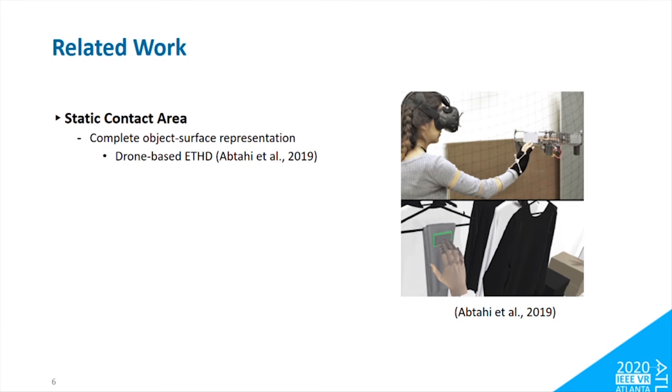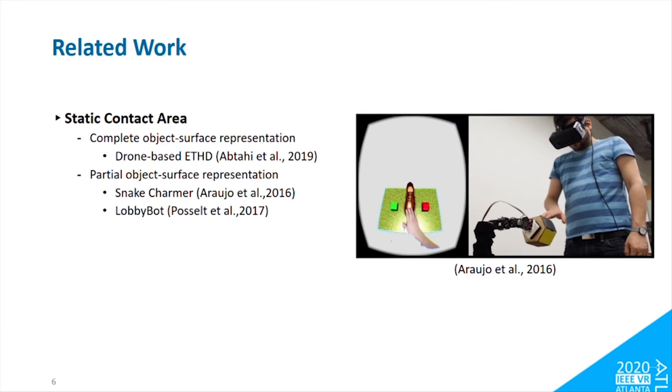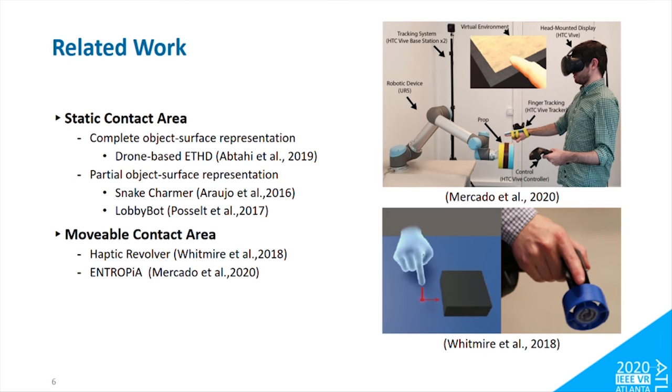Having a static contact area can lead to a complete object surface representation, meaning that the user can touch the entirety of an object represented in a virtual environment, such as the work of Abtahi et al. And we also have the classical partial object surface representation, such as the work of Araujo et al. But we can also have a movable contact area, such as the cases of Whitmer et al. And a previous work where the ETHD displays the contact area once the user engaged contact with the physical surface.